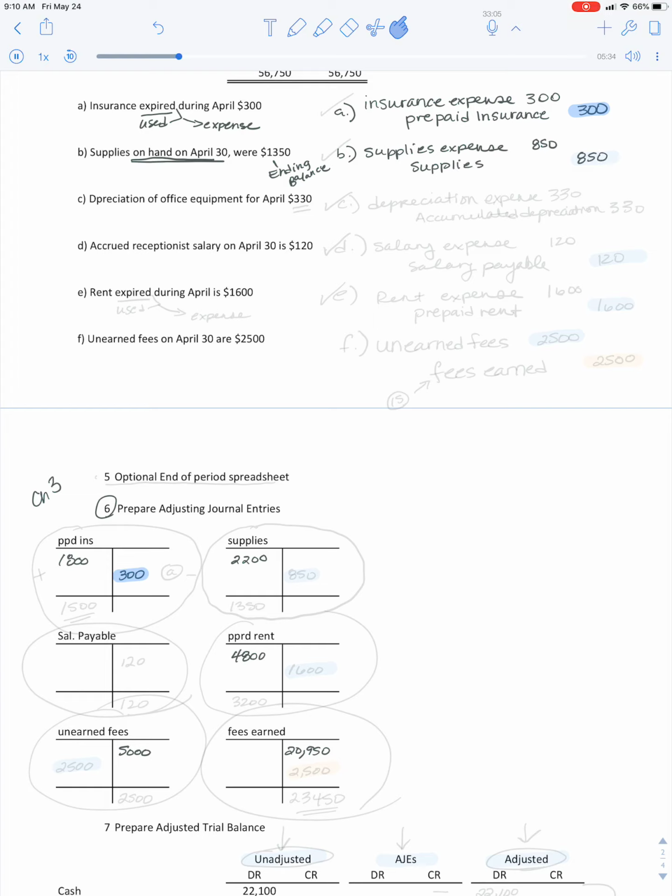Depreciation. Depreciation is $330. Well, we don't need to make a calculation here. We just need to remember that this journal entry always looks like this. Depreciation expense and accumulated depreciation.